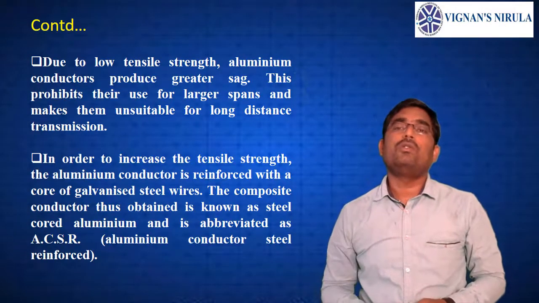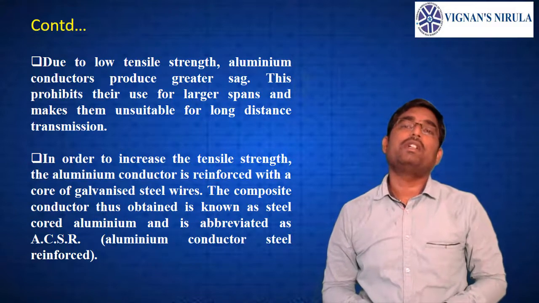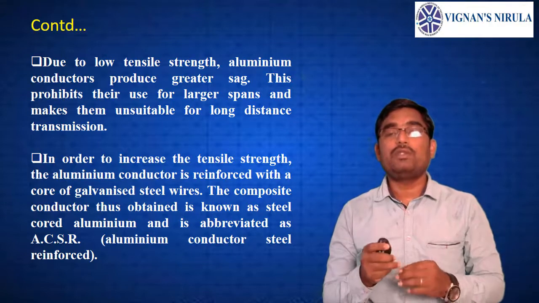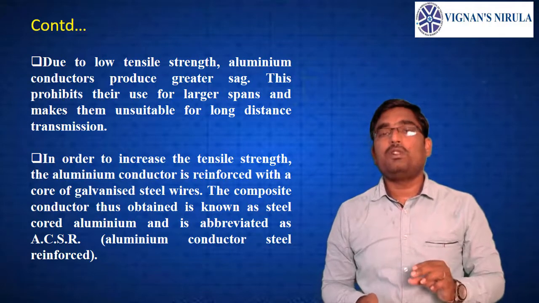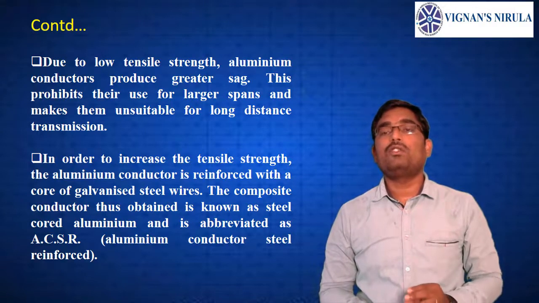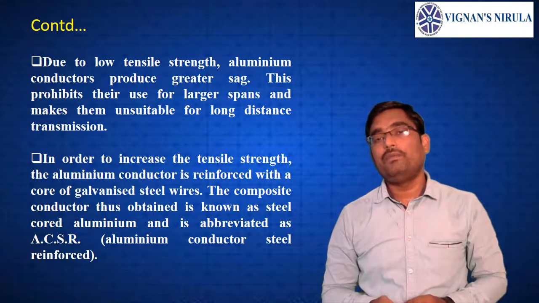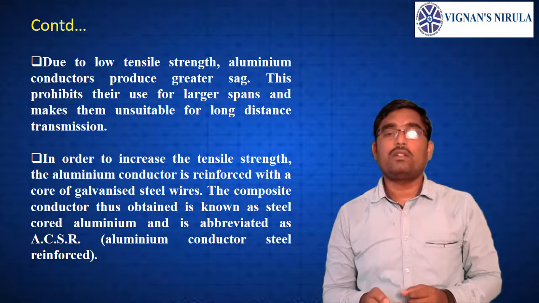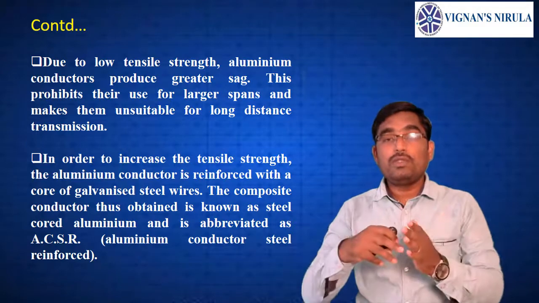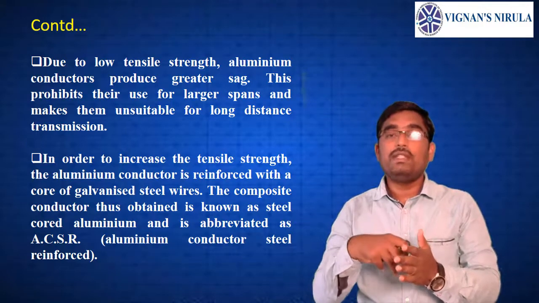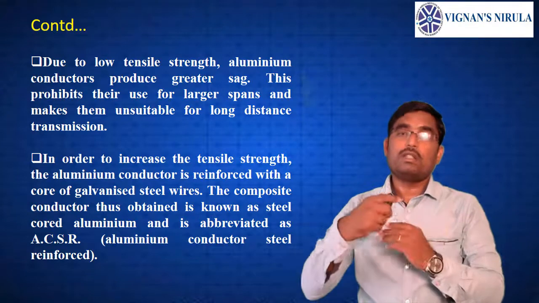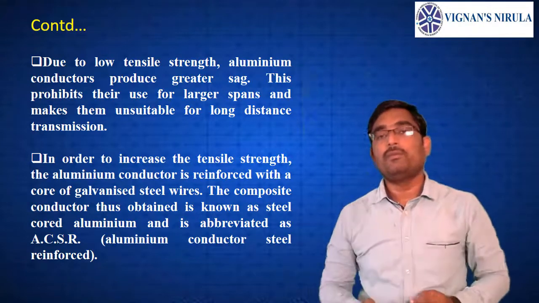Continuation to this: due to low tensile strength, aluminum conductors produce greater sag. This prohibits their use for larger spans and makes them unsuitable for long distance transmission. So as it creates more sag, we can't use it for long distance transmission lines. This is from the sag point of view, not the cost point of view. If you are talking about the cost point of view, this point may vary.